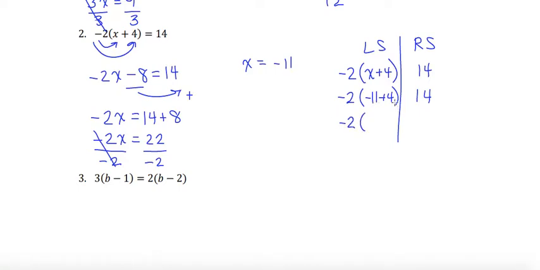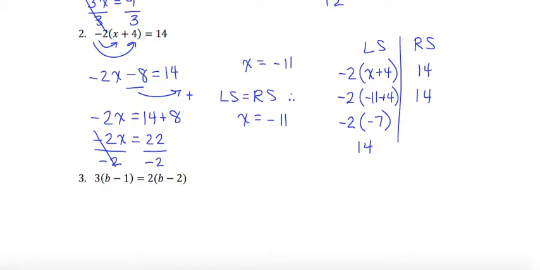So negative 11 plus 4 is negative 7. And negative 2 times negative 7 gives us positive 14. Two negatives multiplied by each other gives us a positive value. The left side equals the right side, which is what I wanted. So x is equal to negative 11. Therefore, x is equal to negative 11.